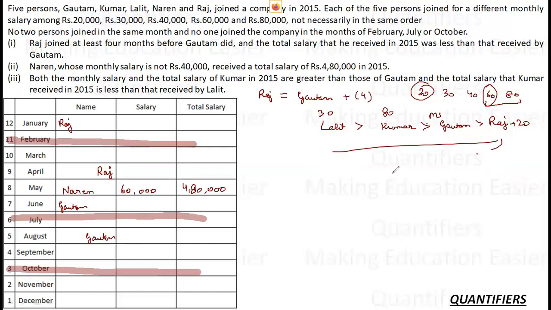Total salary is in increasing order. So there are 2 possibilities. Let me pick both one by one. Let's say Raj is working for 12 months, and Gautam in that case is working for 7 months. So Raj is 20,000, Gautam is 40, Kumar is 80 and Lalit is 30. 20 into 12 is 240, 40 into 7 is 280. In order to make this salary greater than this, 80 into 4 is 320, or a value higher than 4. And then Lalit is 30 into 11 or 12.